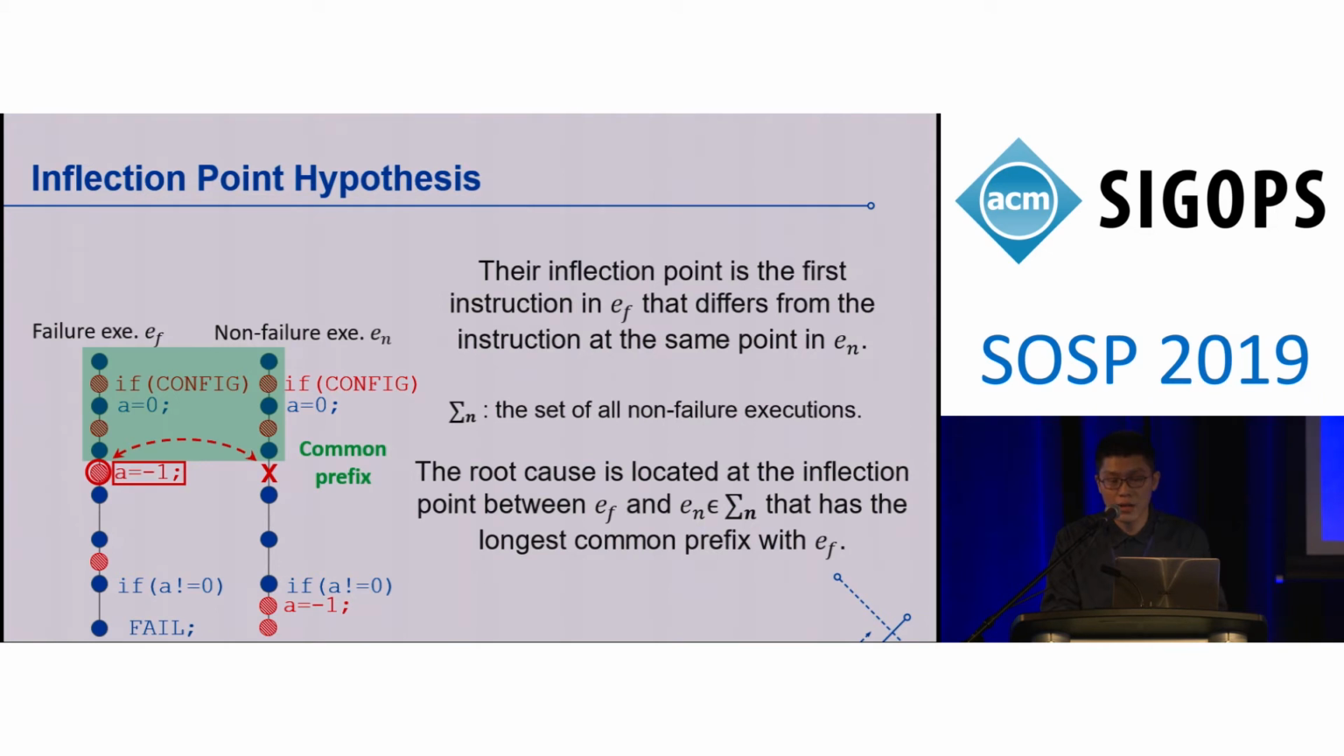On the other hand, we cannot further find another non-failure execution that has an even longer common prefix than this EN, because once A equals -1 is executed at this point, the execution will end in failure. However, identifying what is the root cause can be subjective. This is why we call it a hypothesis.